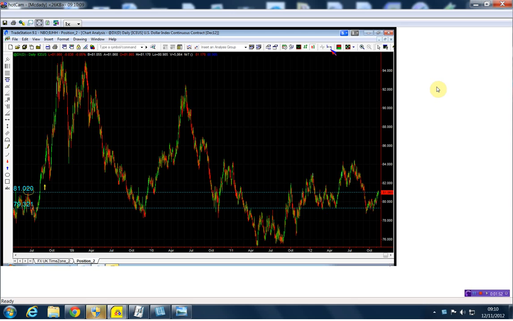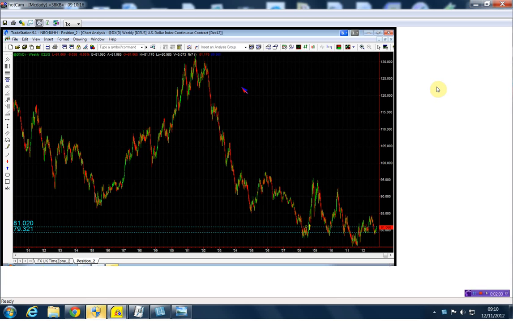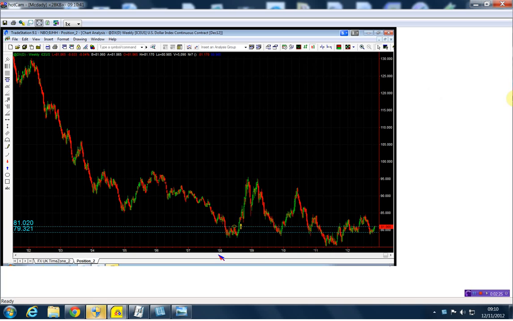Right now, if I look at this chart, just stepping back, I can say that the trend is down and I really want to be short. Now, should I be a buyer over here? The reason we're buying above the 81.02 is that right there, as you can see here, that 81.02 was a structural failure to the upside.